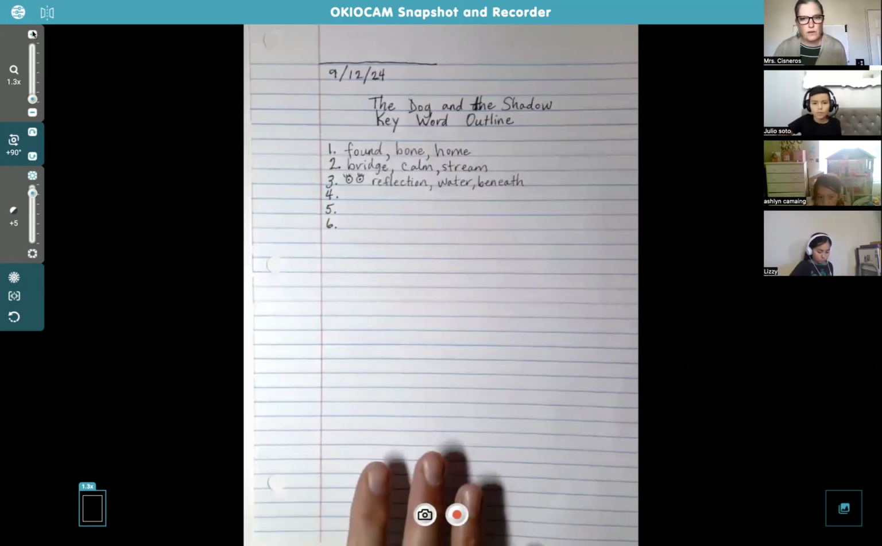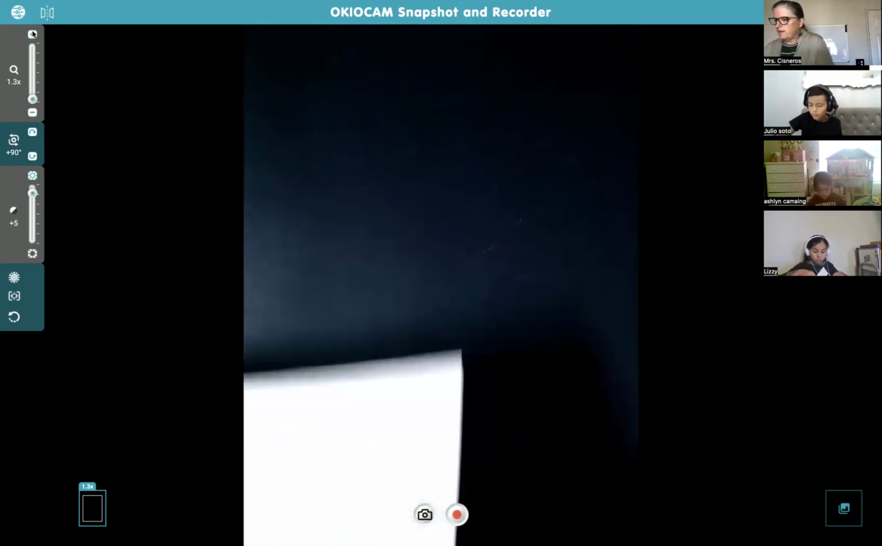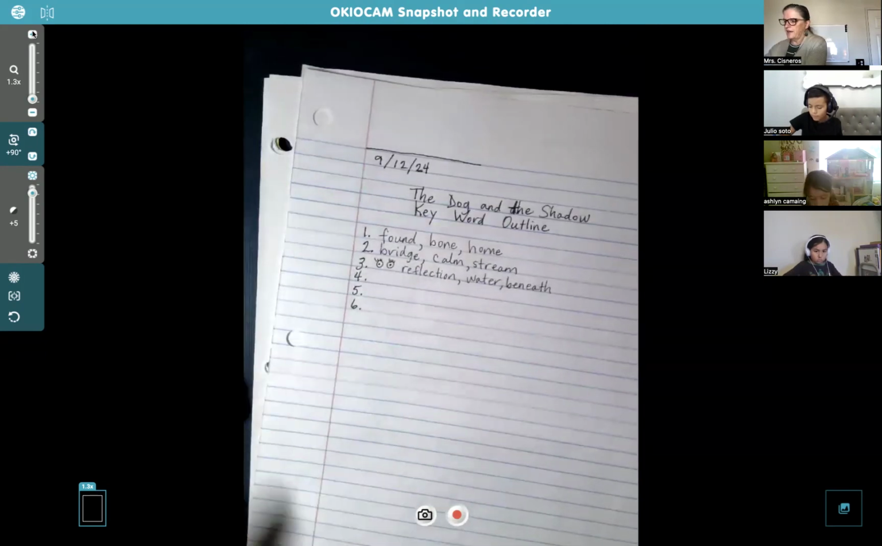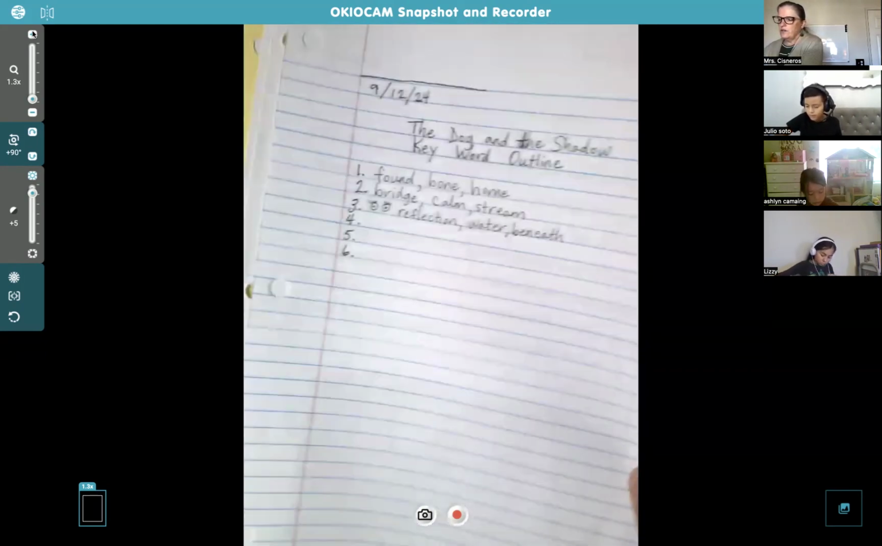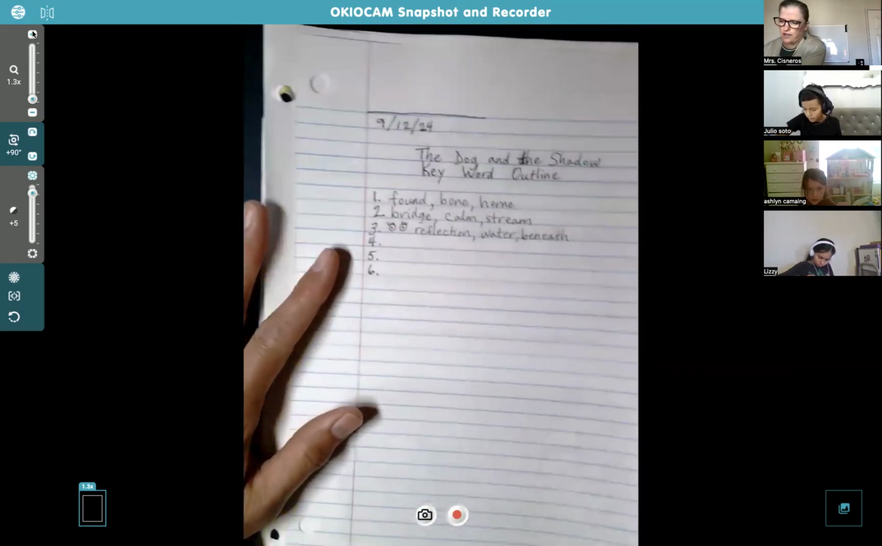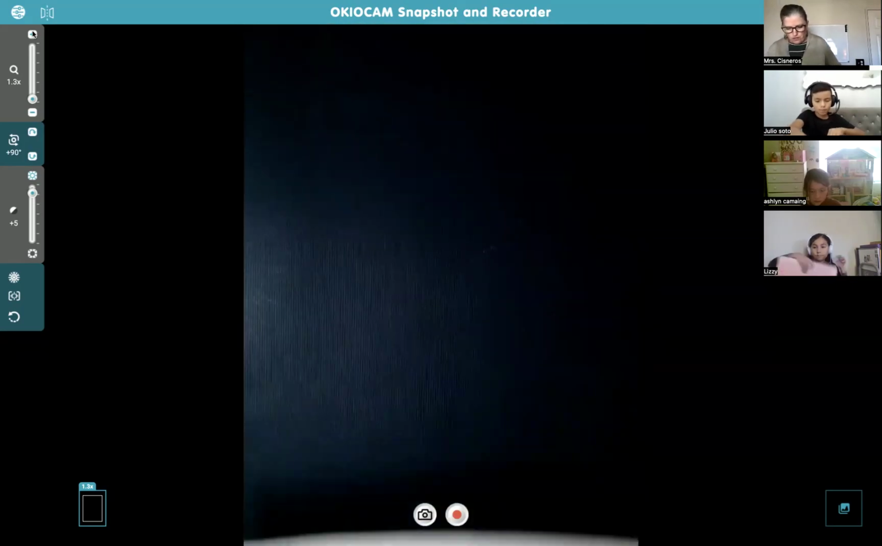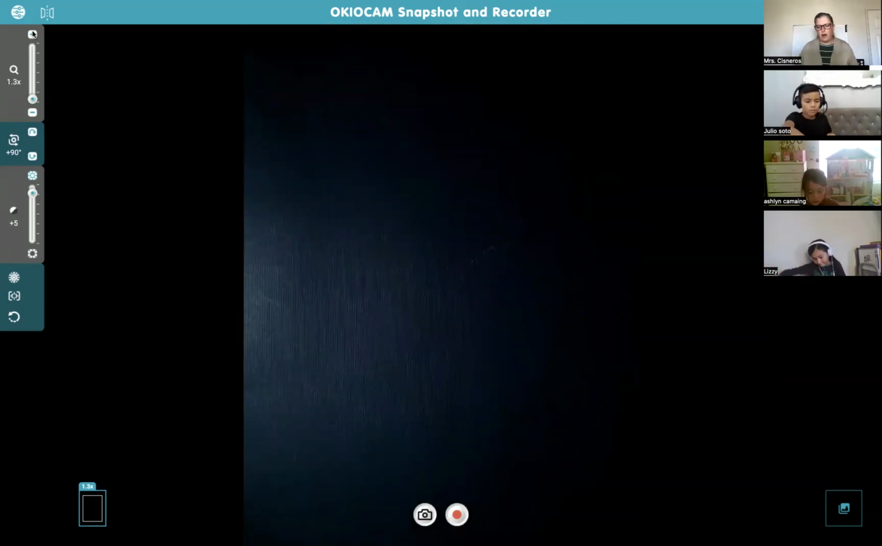So now what I want you to do is turn your story back over and put everything in a stack. So you have all 4 of those pages that we got out of your binder and your keyword outline on top. And then you're going to keep it inside the pocket of your binder.